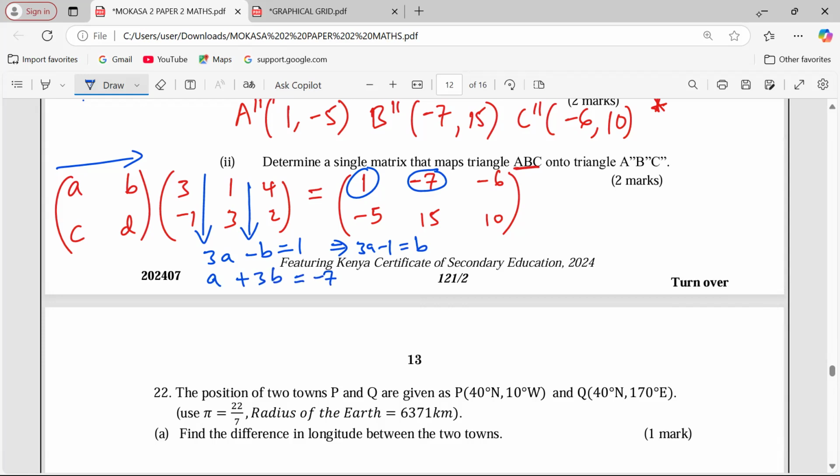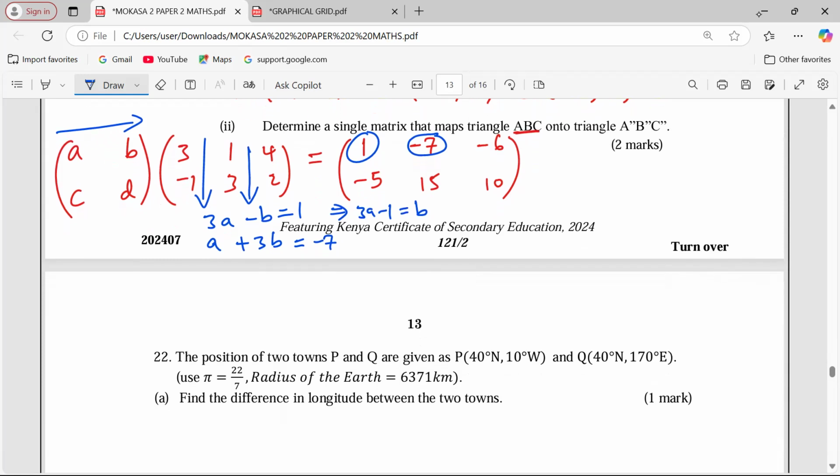Those are two equations and can be solved simultaneously. In the second equation, where there is B, we can put 3A minus 1, such that A plus 3, and instead of B, 3A minus 1 equals -7. So A plus 9A minus 3 equals -7. You see, we are talking about 10A being equal to -4. Since -7 minus 3, the 3 becomes positive, so 7 plus 3... becomes -4.